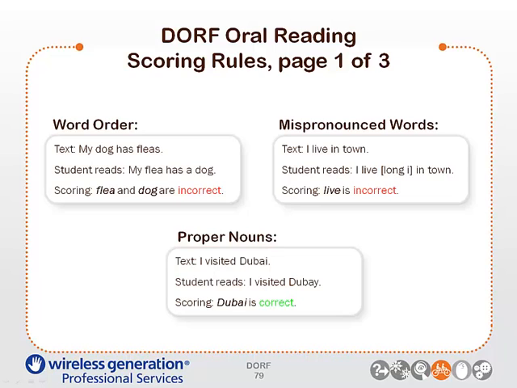Here are some of the scoring rules for Dorf. Score incorrect words read correctly, but in the wrong order. For example, my dog has fleas. If the student reads, my flea has a dog, you would mark incorrect, flea, and dog.